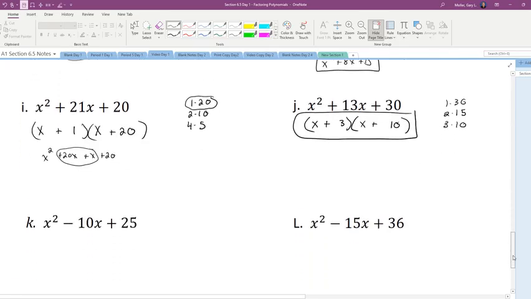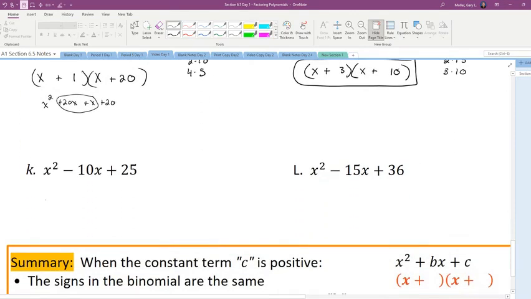All right, I think I've got 2 more. Assume it factors, put in my x's. 1 and 25, 2, 3, 4, 5 times 5. 5 and 5 make 10. So 5, 5, my signs are the same, but they're both going to be negative this time.